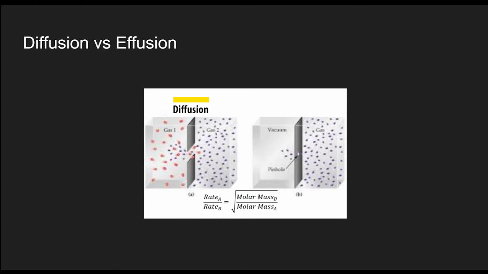Diffusion is a material moving through another, like perfume particles spreading across the room. Particles diffuse from a high concentration area to a low concentration area, and effusion is where a gas escapes from a small opening. You can find the rate of effusion with the equation in the picture.